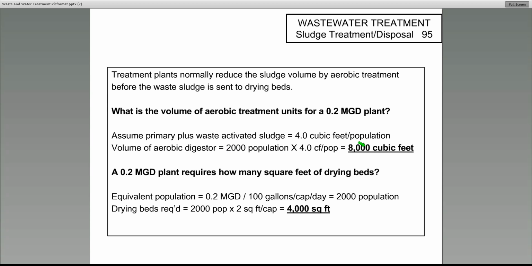For the drying beds, if you don't run it through a vacuum belt, you'd need 2 square feet of drying beds per capita. So 2,000 times 2 square feet, you'd need 4,000 square feet of drying bed. I've seen on the internet that people, after they took the test, saw a lot of sludge problems. And this is what the sludge problems are.